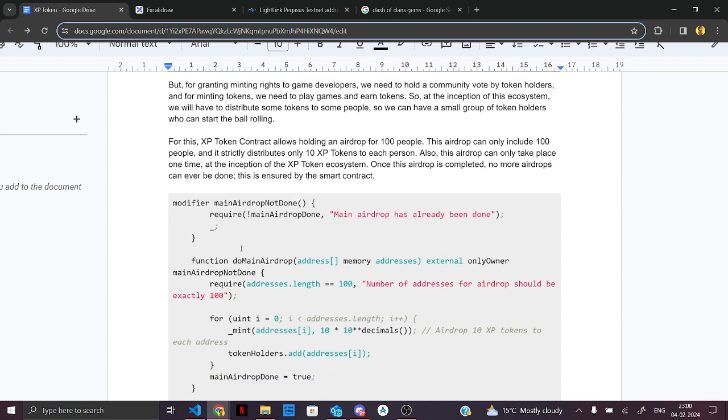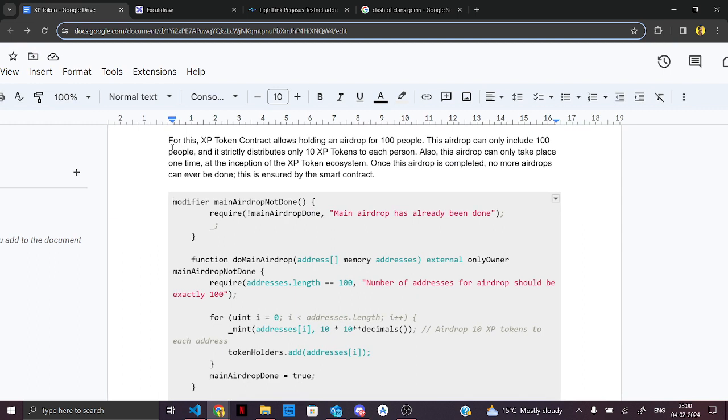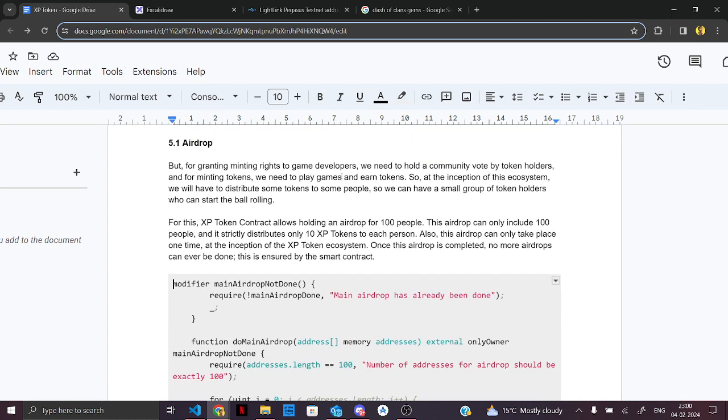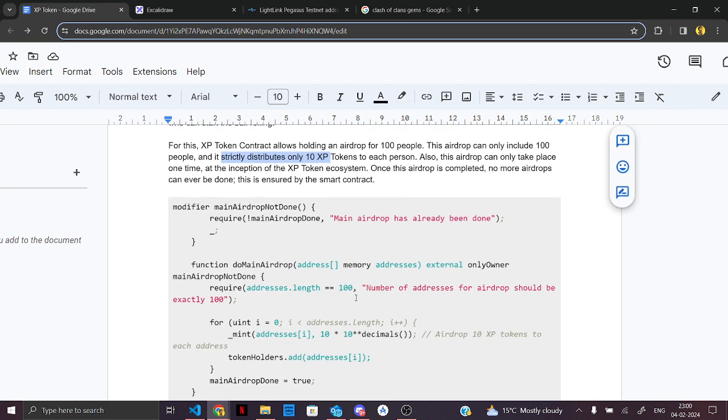In the contract, we have written the code in such a way that this airdrop can happen only once. Once this airdrop happens, you can never do another airdrop in the XP token ecosystem. Second, you can only airdrop to 200 people. You can see that in the contract itself, in the blockchain itself, we are checking that the airdrop can only happen one time, only for 200 people, and it strictly distributes only 10 XP tokens to each person. This is in the code itself.